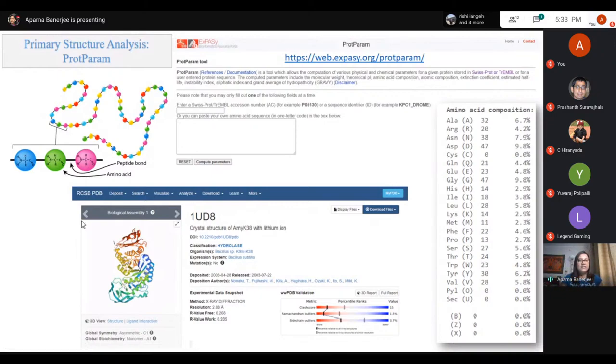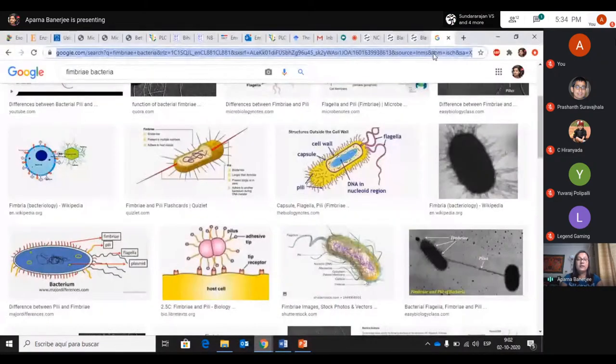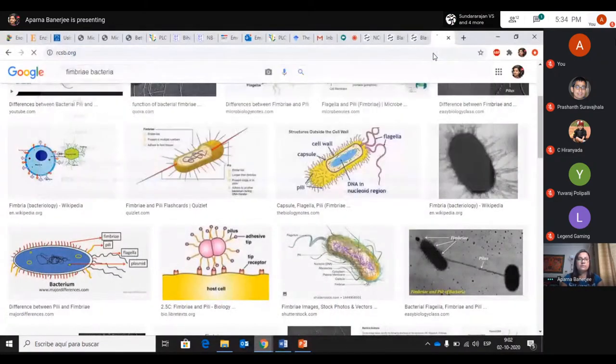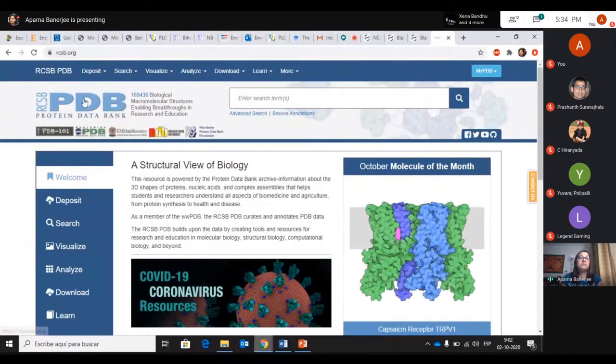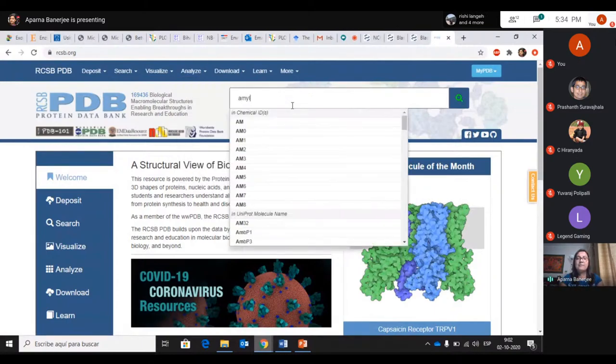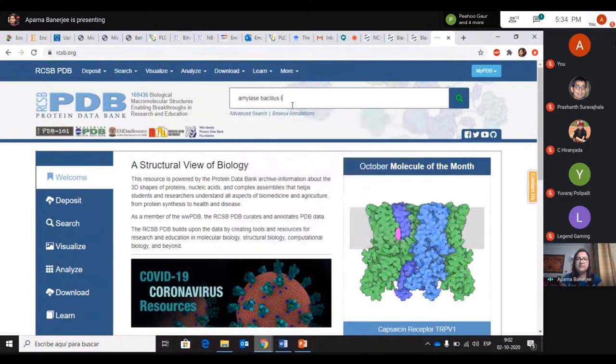And how will we do this? We can download any protein sequence from RCSB-PDB. I hope you have known about this earlier. So let's see in RCSB-PDB. This is rcsb.org, the Protein Data Bank, and we were talking about one enzyme called amylase, for example, from Bacillus licheniformis.